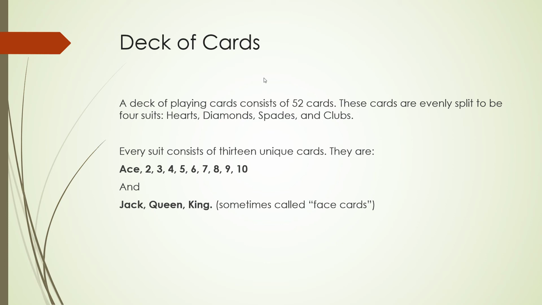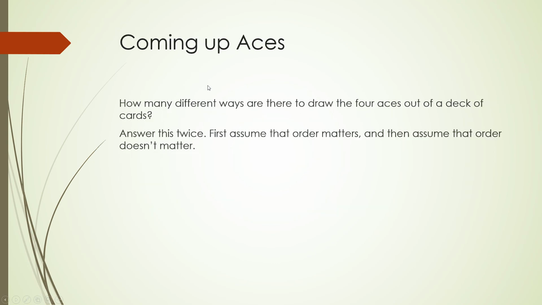And I'm not going to get into poker theory with you. I'm not going to get into blackjack theory with you. But certain card combinations are advantageous depending on the game you're playing. So let's start with a very simple question. How many different ways could you draw the 4 aces out of a deck of 52 cards? And we'll do it twice. First, we'll assume order matters, and then we'll assume that order doesn't matter.